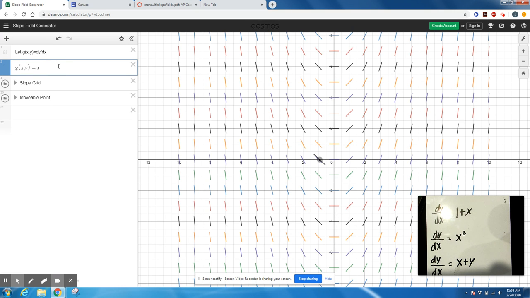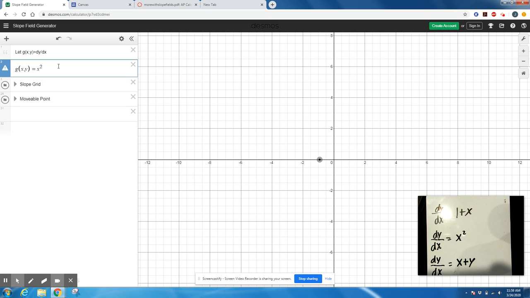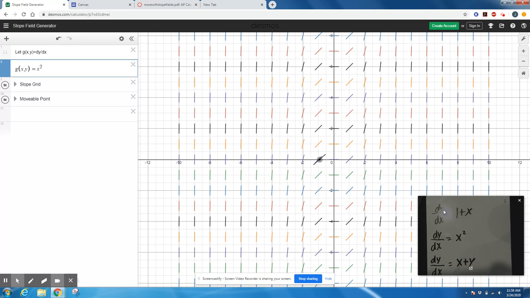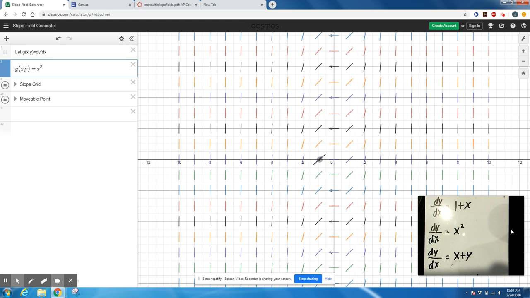Here's what x squared looks like. The antiderivative of x squared is 1/3 x cubed plus c. So the dy dx of x squared would generate the slope field that you see on my screen, and that makes sense to me because the antiderivative of x squared is 1/3 x cubed plus c, which is cubic. This slope field looks cubic, with an infinite number of cubic solutions that could fit in here.